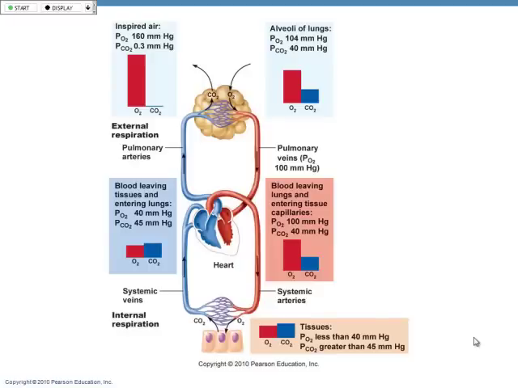So what's going to happen to dead space when I maybe have a problem with compliance, or maybe I have a problem with resistance? Or maybe I have a Twinkie issue. Less in the respiratory zone, more in the dead space.